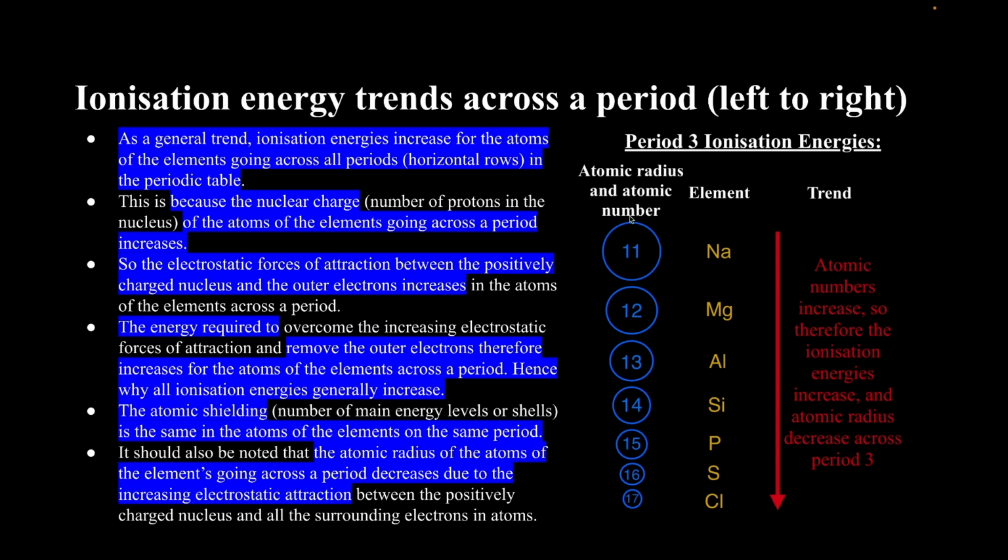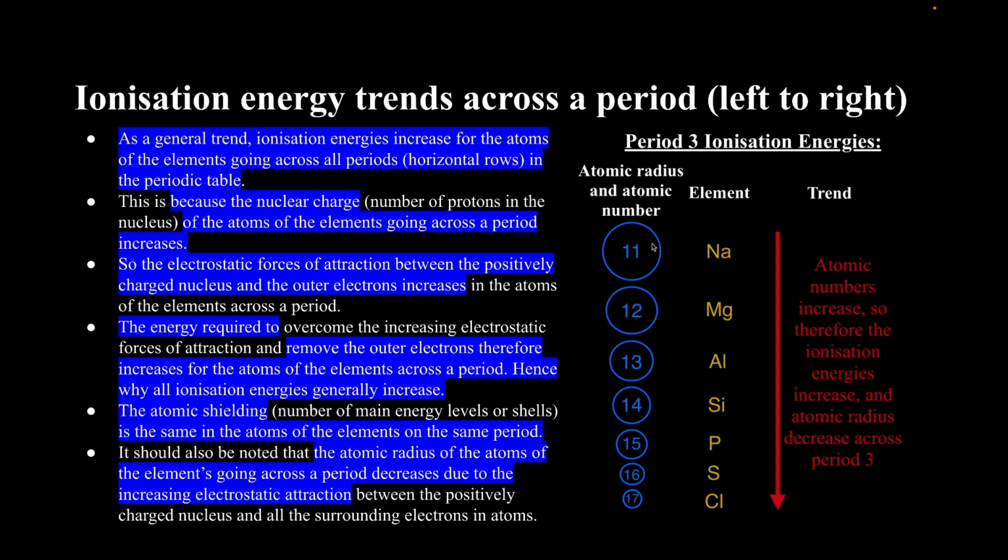So the atomic number, or the number of protons in the nuclei of the atoms of the elements going across period 3 and any other period, increases. So the electrostatic forces of attraction between the positively charged nuclei and the outer electrons is going to increase for the atoms of the different elements going across the period. That greater electrostatic attraction means that the surrounding electrons, not just the outer electrons but all the electrons, are closer to the nucleus the greater the nuclear charge.